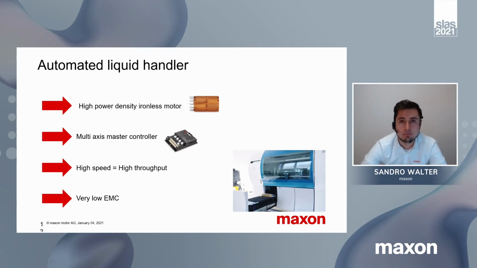And in combination with the maxon multi-axis controller, each axis can be operated in parallel so that you can save a lot of time in the process and the throughput of the whole instrument can be increased. And last, ironless motors also have the advantage that they cause very little EMC, electromagnetic interference, which is a great advantage in some applications. For example, stepper motors, which are iron core motors, cause higher EMC than the ironless motors.